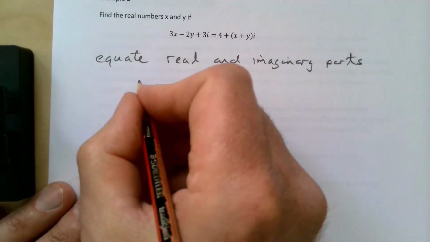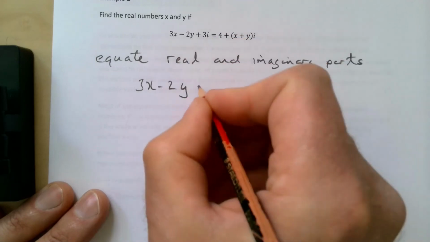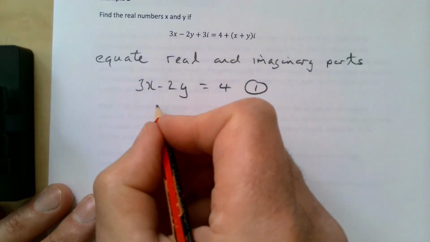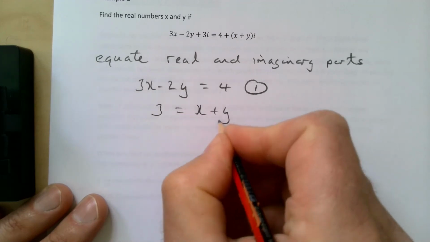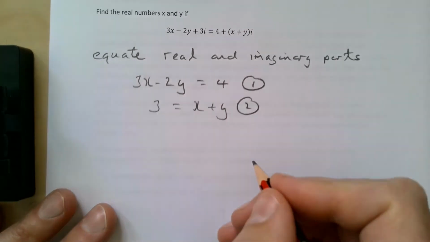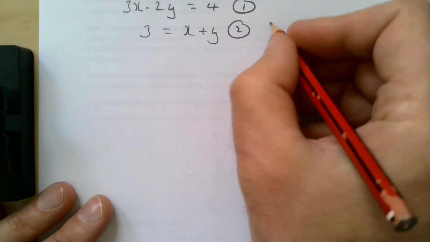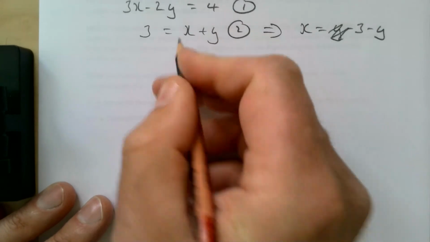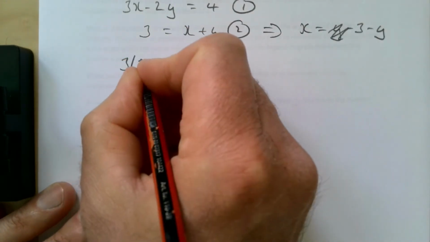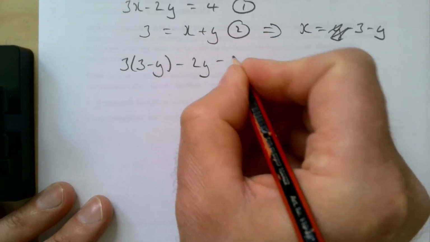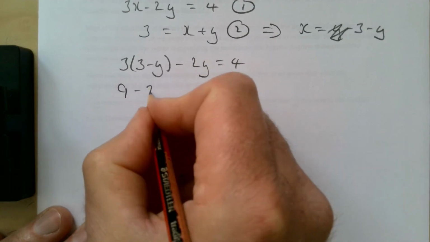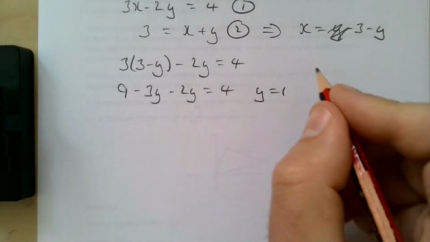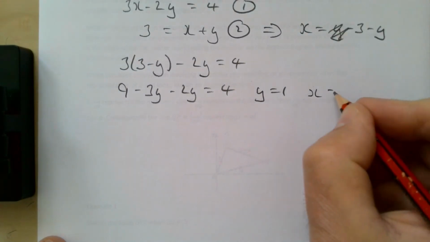So the real parts of this one are 3x minus 2y. The real parts of this one are 4. I'm going to call that equation 1. The imaginary parts of this one are 3. The imaginary parts of this one are x plus y. I'm going to call that equation 2. Whatever way you want to do this, I don't mind. I could rearrange 2, I suppose, x equals 3 take away y, and then sub it in there. So you have 3 times 3 minus y minus 2y is 4. 9 minus 3y minus 2y is 4, and that gives me a value of y equals 1. If x plus y is 3, then x equals 2.